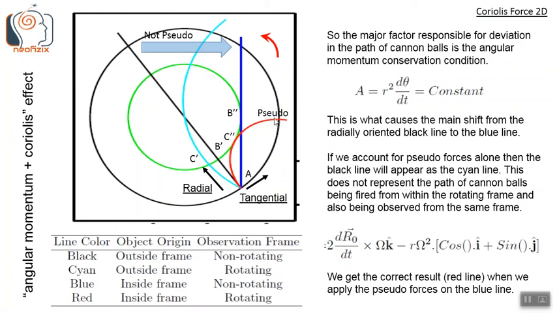So that's about it. So that's why we should call it the angular momentum plus Coriolis effect when we finally observe in the rotating frame, this red curve. So we end this presentation here.